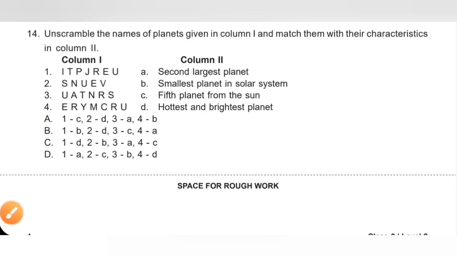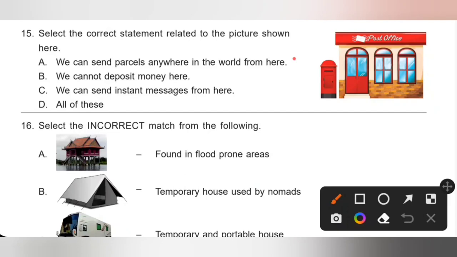15th. Select the correct statement related to the picture shown here. Option A. We can send parcels anywhere in the world from here. It is the correct statement. B. We cannot deposit money here. It is incorrect because we can deposit money in post office. C. We can send instant messages from here. It is incorrect because we cannot send instant messages from here. So option A is the correct statement related to post office.